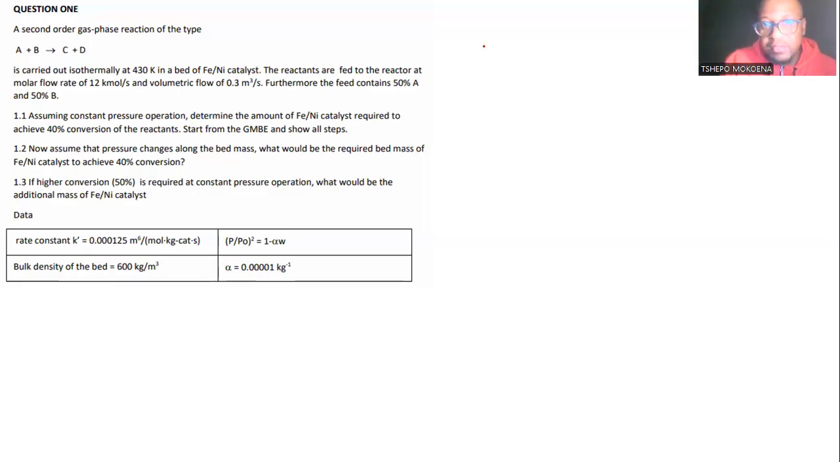So now we are most definitely heading to question number 1.2. Now let's see what 1.2 wants from us. It says, now assume that the pressure changes along the bed mass. So now we have variable pressure along the bed mass. What would be the required bed mass of iron or nickel catalyst to achieve 40% conversion? So now these questions are most definitely the same.